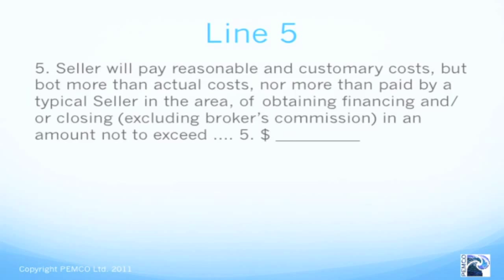Line 5 is concerning the amount of closing costs HUD will be paying. As stated in the HUD guidelines, HUD will allow up to 3% of the purchase price to go towards closing costs. You will have filled in this numeric figure on the bid submission page, and therefore it will be auto-populated for you.